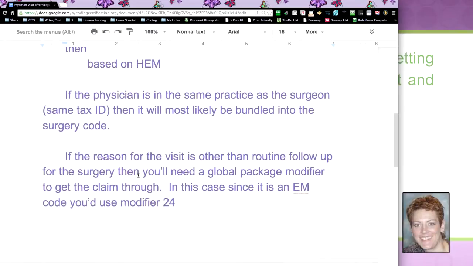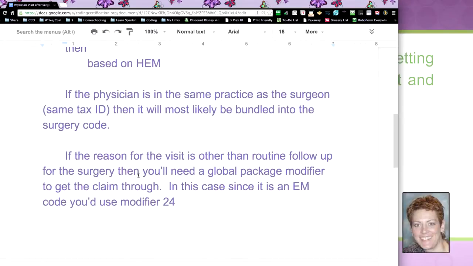So if that's the case, you're going to need some sort of modifier on that E&M code, if you feel that it still should be billed. If it's part of the routine follow-up care of the surgery, then it shouldn't be billed. It's bundled in. But if it's for a different reason, then yes, you should be able to bill the E&M, and you're going to need a modifier. In this case, it's going to be modifier 24.